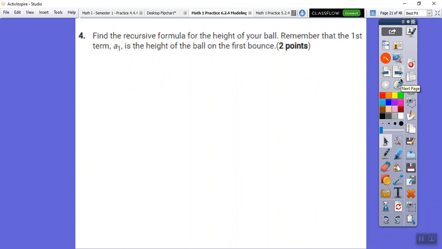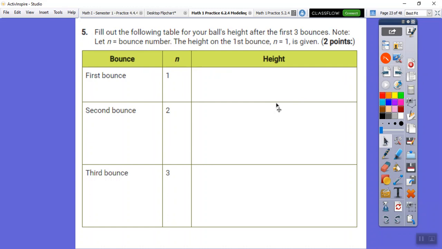So find the recursive formula for the height of this basketball. Remember the first term, a sub 1, which was 54, and then every term after that is times 0.750. So a sub n equals a sub n minus 1 times 0.750. This says your nth term is the term before that times r. That's what that says. And the first term is a sub 1. Remember, we started with a sub 0, which would be 72 inches.